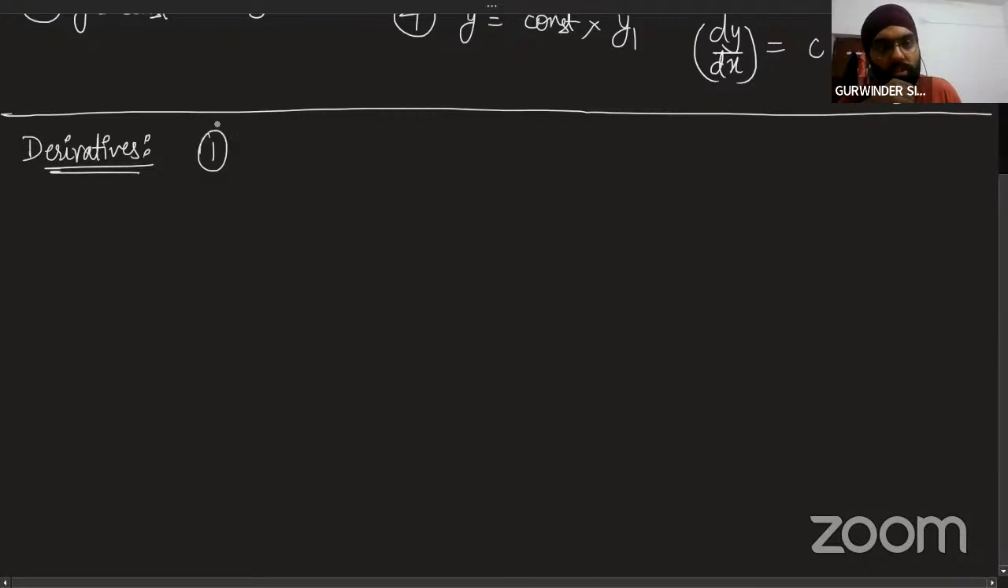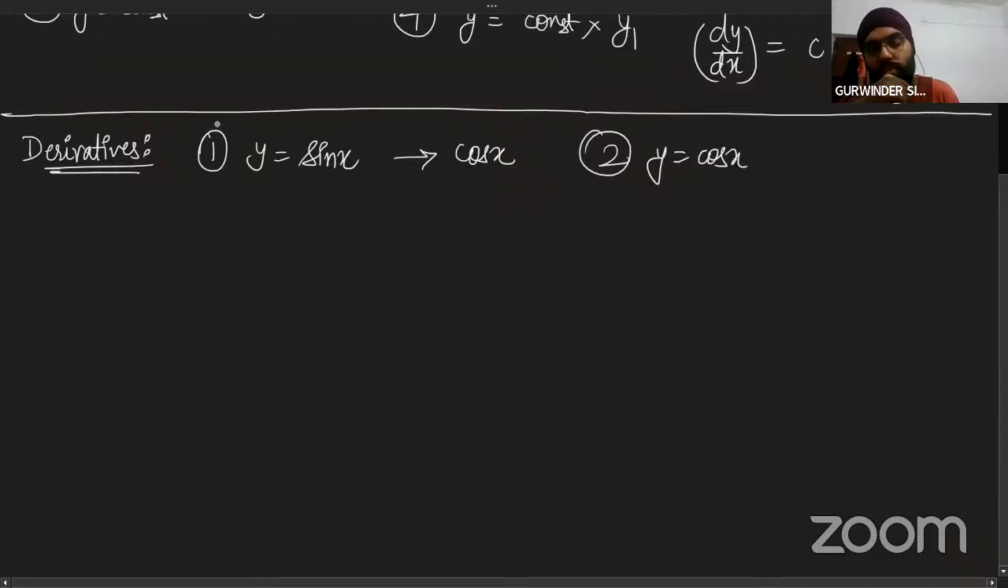So first we are discussing y is equal to sine x. If y is equal to sine x, its derivative is cos x. Second, if y is equal to cos x, then its derivative is minus sine x.